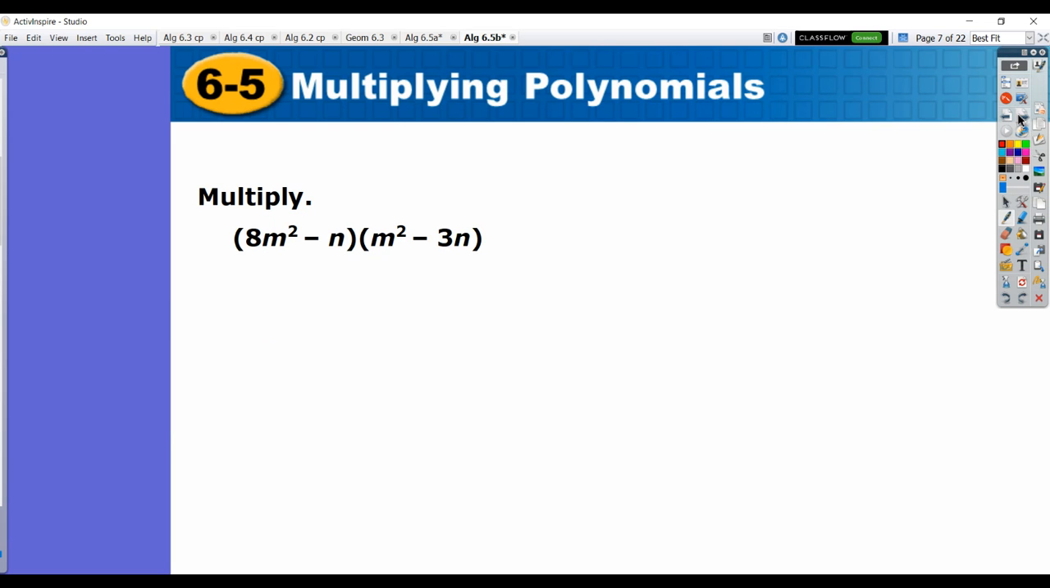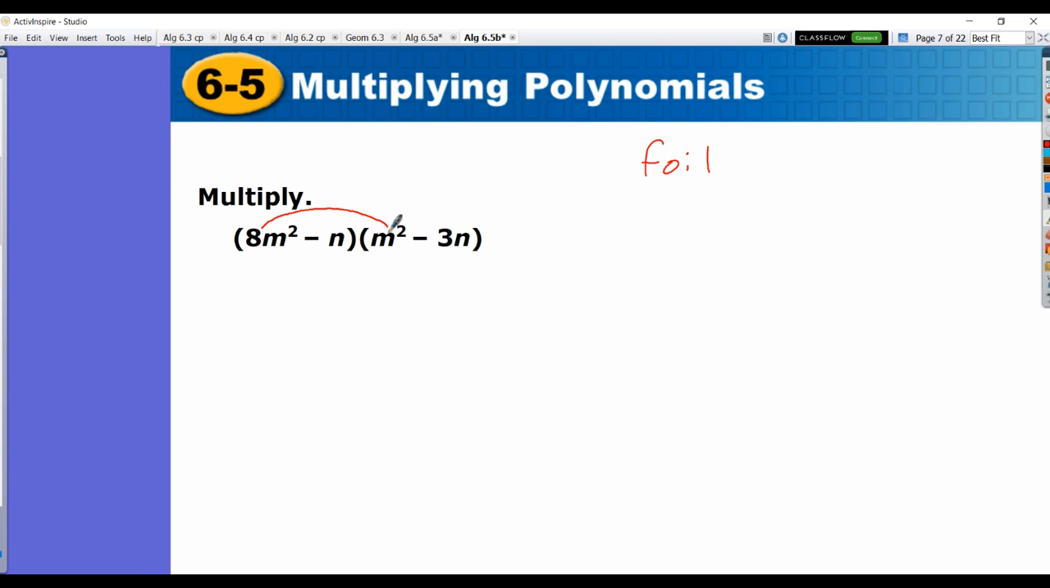Okay, so here we have this one here. Again, we got 2 binomials, one on this side, one on this side. We can use the FOIL method as a shortcut to help us out. So we have our first terms, 8m^2 times m^2. Then O is going to be outside, so we have 8m^2 times negative 3n.